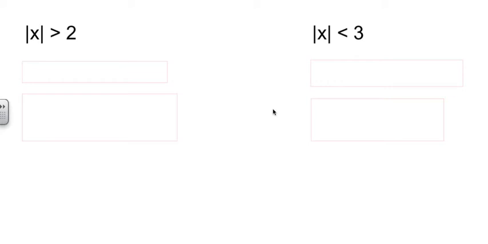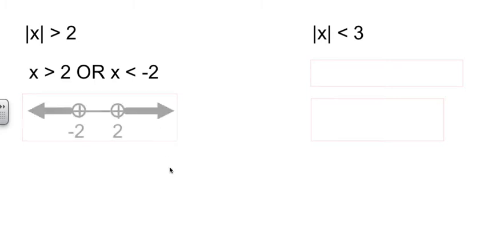Absolute value of x is greater than 2. We'll start with the simple case, take it apart. X is greater than 2, or x is less than -2. They're both solved already. It's an or, we expect it to point away from each other, and they do. Numbers greater than 2 and numbers less than -2.